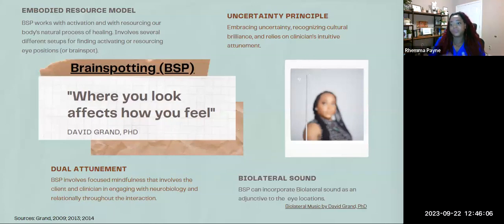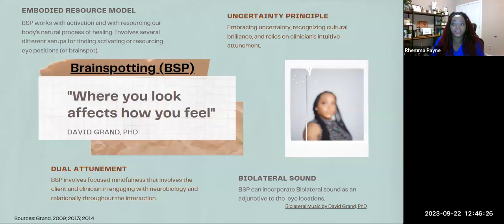So that uncertainty principle is just embracing that we don't know all these things, and that really the client's brilliance is what we want to rely on. And we're just attuning with them. I see something happening on your face. Can you tell me what's going on, right? We notice for them to call out that they are doing the work, right? And so that helped me.